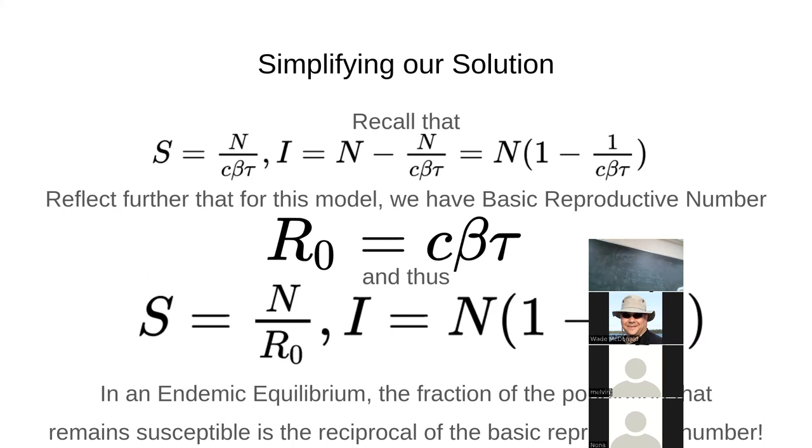That infective in a purely susceptible population would have infected the basic reproductive number of people before they recovered. But if the people around them are heavily not susceptible, and only one over R naught of the population is susceptible, which is what's shown here, then how many people will they infect?